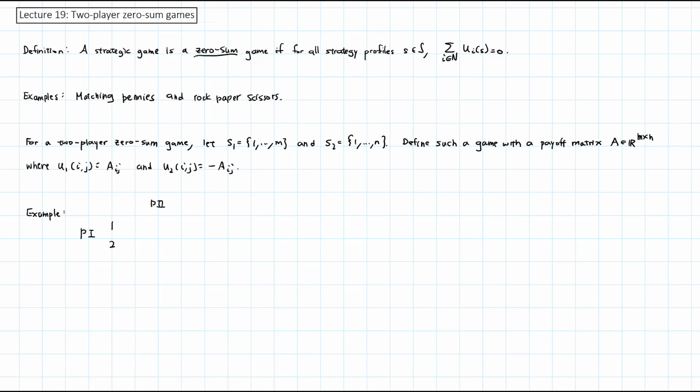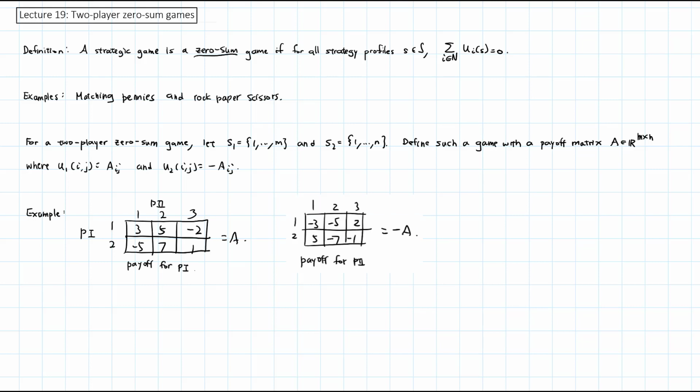Take a look at this matrix, which is the payoff for player 1. This is A. And the payoff for player 2 is just the negative of that, which is minus A. Note that for a mixed strategy profile x1, x2, the utility for player 1 in this profile is also the negative of the utility for player 2 in this profile.